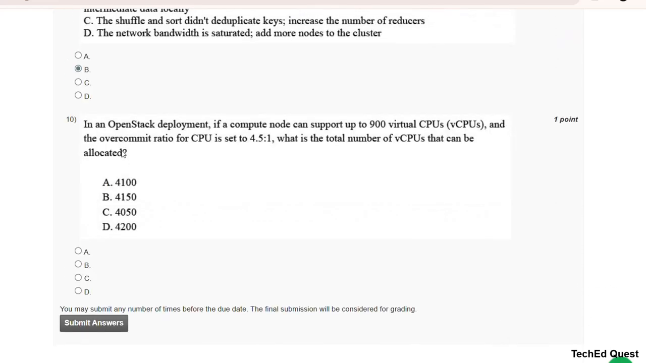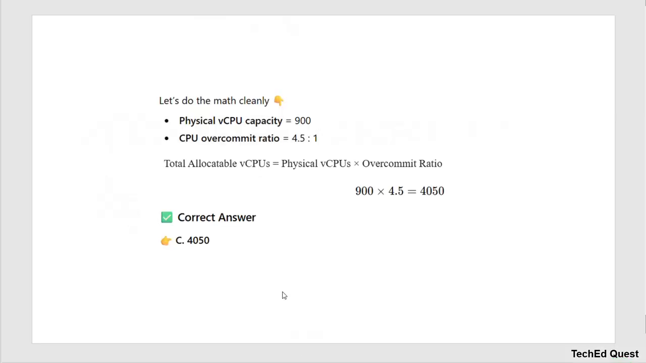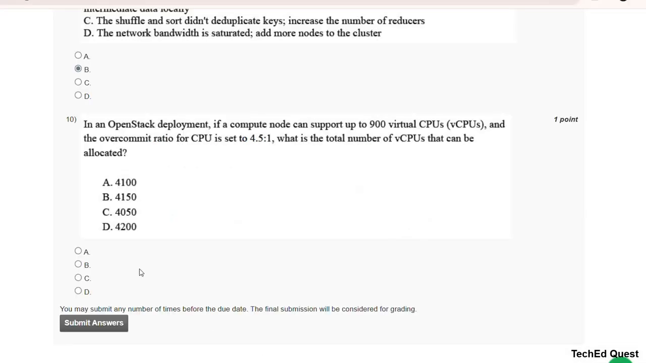Now move to the last question. In an OpenStack deployment, if a compute node can support up to 900 virtual CPUs and the overcommitment ratio for a CPU is set to 4.5:1, what is the total number of vCPUs that can be allocated? Now we will see the solution of this question. So we have physical vCPU capacity of 900 and CPU overcommit ratio is 4.5:1. To calculate total allocated vCPUs, we will multiply the physical vCPUs by the overcommitment ratio. So the final output is 4050.